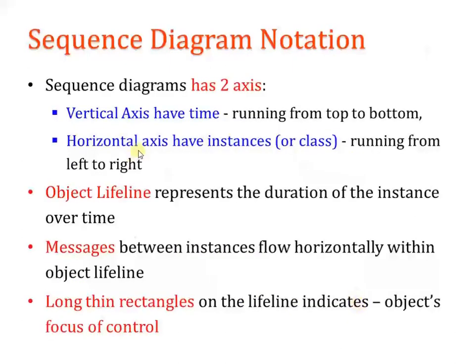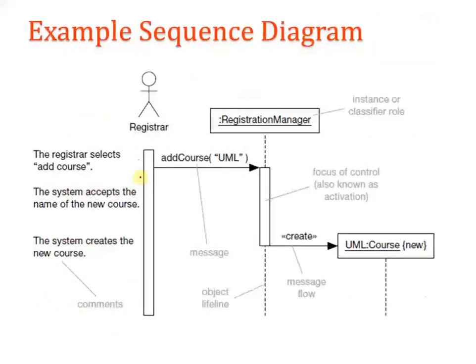Next, we can go to the notation of the sequence diagram. Remember students, this is the notation you need to use for your 5th lab experiment. A sequence diagram is usually drawn in two different axes. One is the vertical axis, running from top to bottom. The other is the horizontal axis, running from left to right. We can see an example in this slide. In this example, we have three different objects: one is called register, another is registration manager, and the third is UML course.